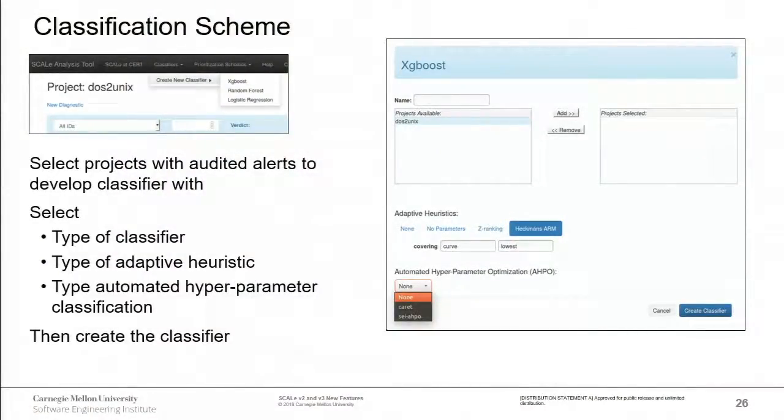We've also added a classification scheme option where the user can select projects with audited alerts to develop the classifier with. Classifiers are developed using existing audit archives that have labeled data that say true or false for each alert. The user selects creation of a new classifier with a drop-down menu shown on the top left, and then with a pop-up, an example is shown on the right for XGBoost, they select the type of classifier, the type of adaptive heuristic, and the type of automated hyperparameter classification, and then create the classifier with the button on the bottom right.